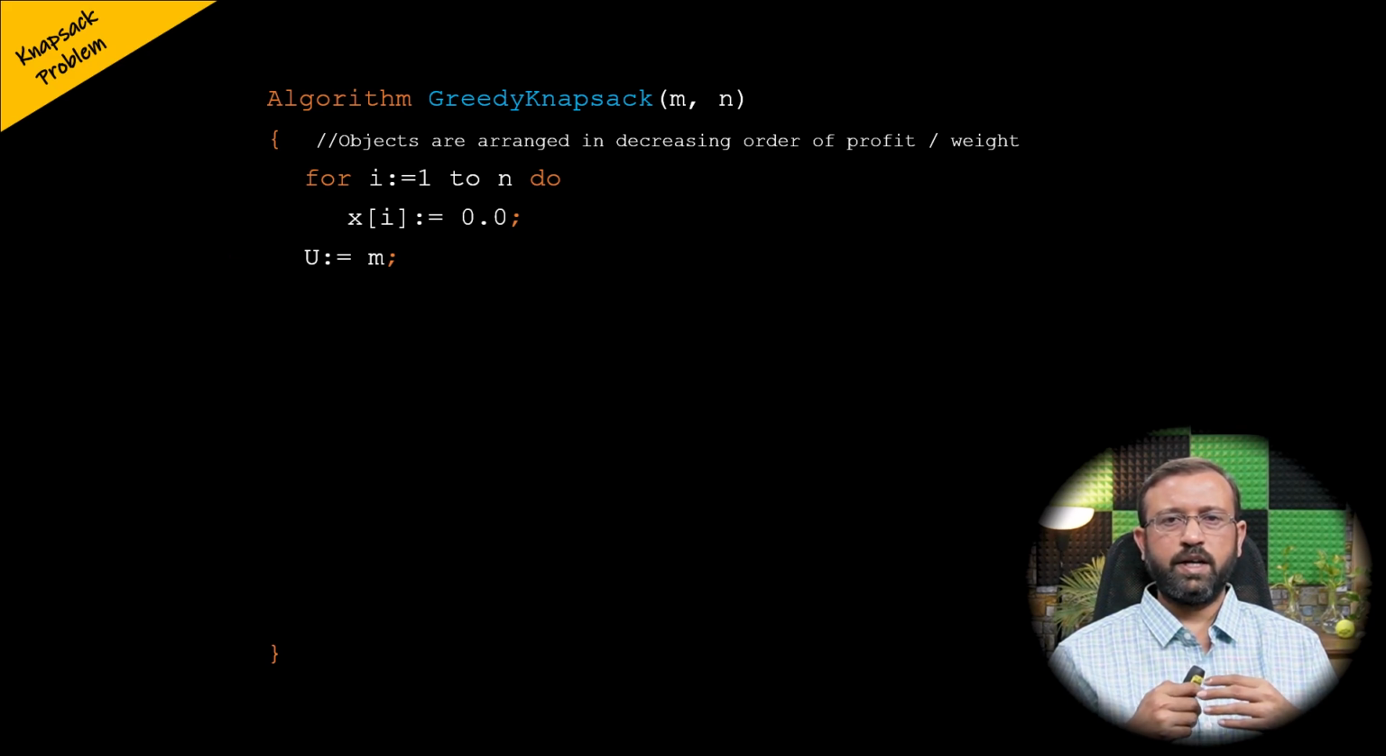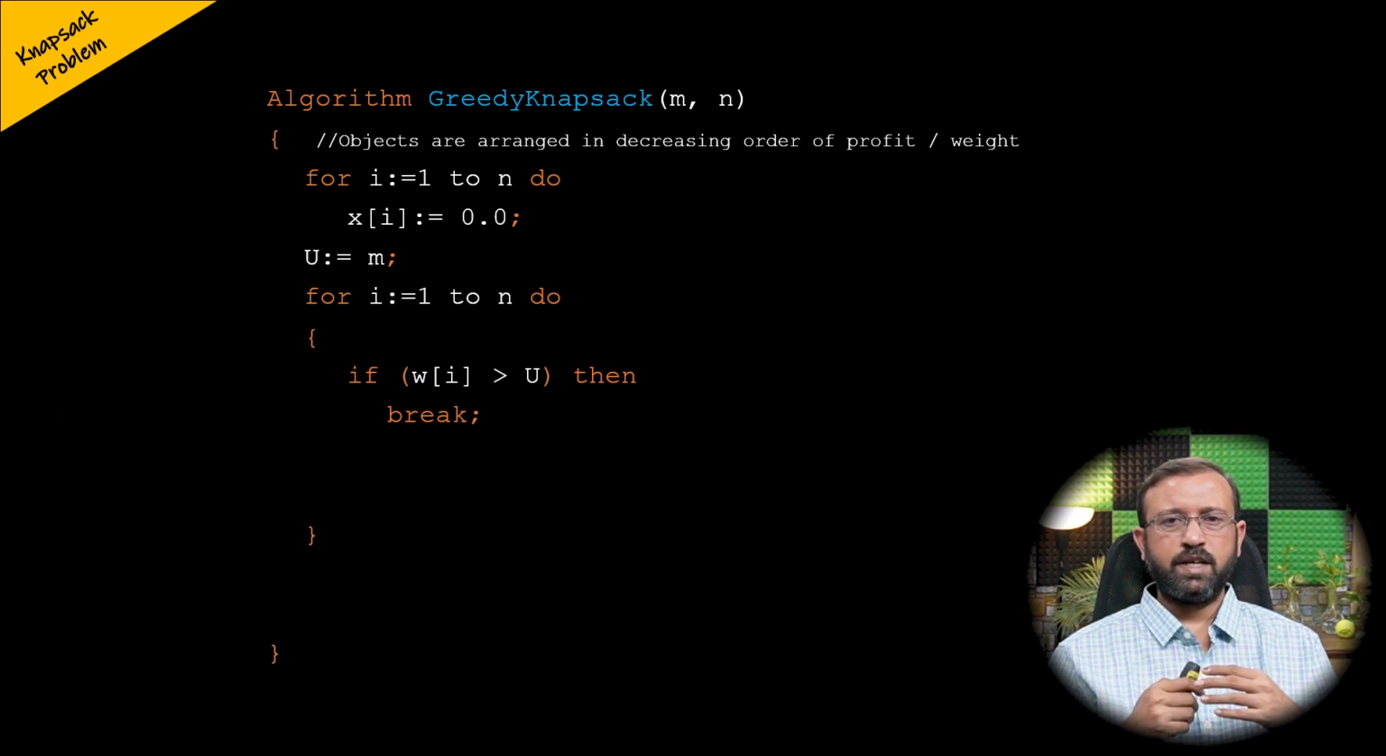Then we need to select one object at a time. So we will have a for loop from 1 to n, and within this for loop, we will first check if the object can fit in the knapsack. So we will have the if statement with the condition weight of the object, that is w of I, is greater than u, which is the remaining capacity. If this is true, that means the weight of the object is more than the capacity, and the object cannot fit in the knapsack, and we will break from the for loop.